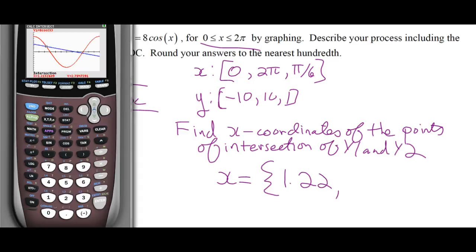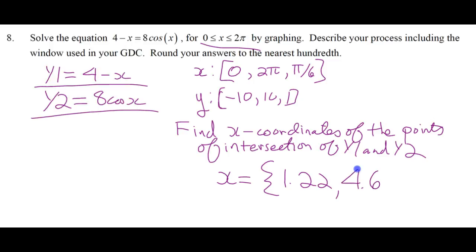Okay, if you have any problems rounding, just do this. Go to mode, and go down to float. Go to float, go over to 2, and hit enter. Go back to the graph. Okay, second calc intersect. So this time I'm going to move to the other point. And 1, 2, 3. And there it is, rounded for me. 4.63, I think. Yeah.